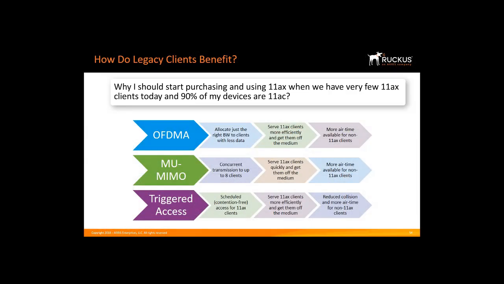People ask, why should I start purchasing and using 11ax when we have very few 11ax clients today and 90% of my devices are 11ac? This was the same question that was asked when 11ac came into the picture, as most of the devices were 11n, with a few being 11ac. There are several reasons to move to 11ax.